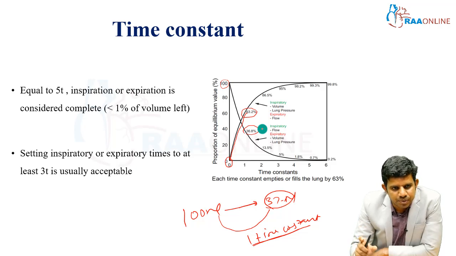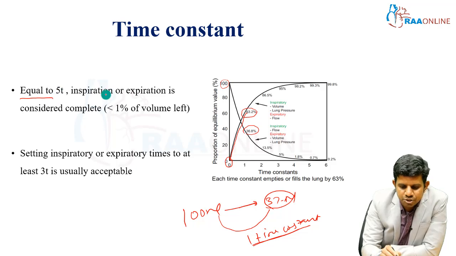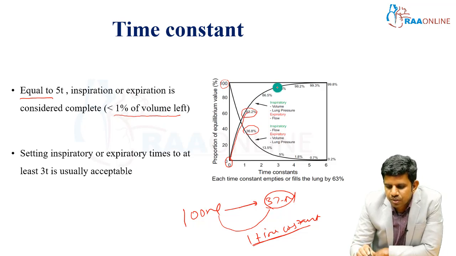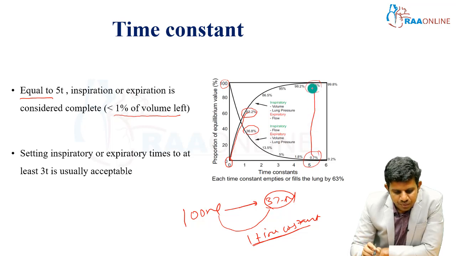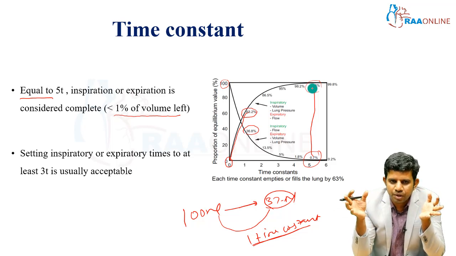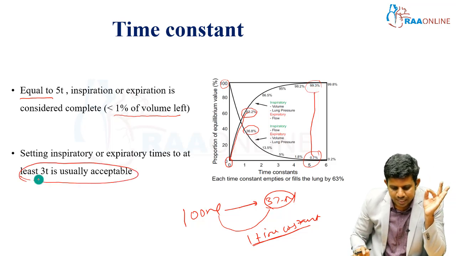To complete the inspiration and expiration, we need at least 5 time constants. At 5 time constants, inspiration and expiration are considered complete, which means less than 1% of the volume is left. So this is 1, 2, 3, 4, 5. We need 5 time constants for complete filling and for complete emptying. But it is an exponential decay, so it won't reach 0. So at least we need 3 time constants for acceptable inspiration and expiration.